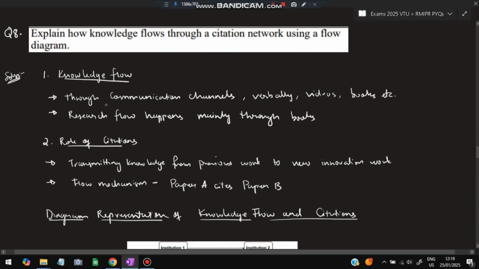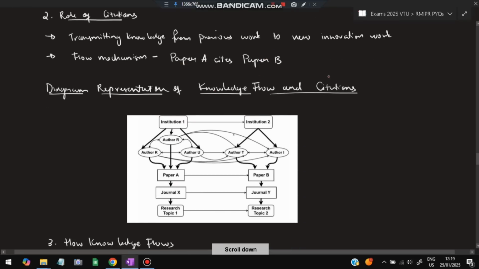Okay, what is knowledge flow? Through communication channels, it can be verbal or video or books, the knowledge will flow from one place to another place, one person to another person, one paper to another paper. The research flow happens mainly through the books and papers. That is called the knowledge flow, the transfer of knowledge from one place to another place. Role of citation. What is the role of citations? The role of citation is to transfer knowledge from previous work to the new innovative work. And the flow mechanism will be paper A cites paper B, meaning paper B's information can be put in paper A. Now the diagrammatic representation of knowledge flow and citations.